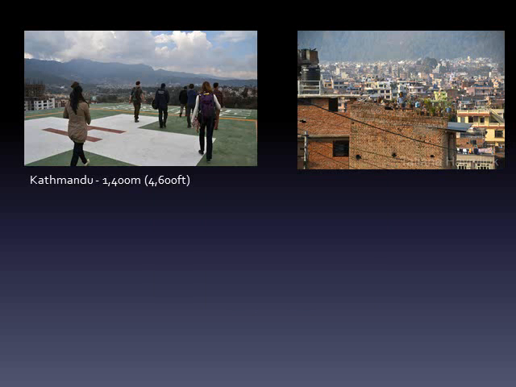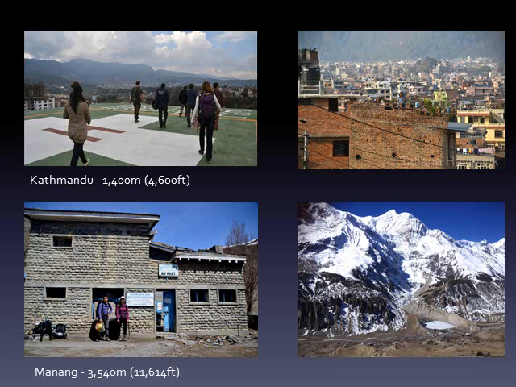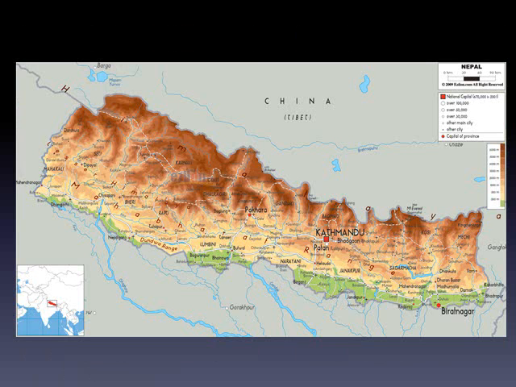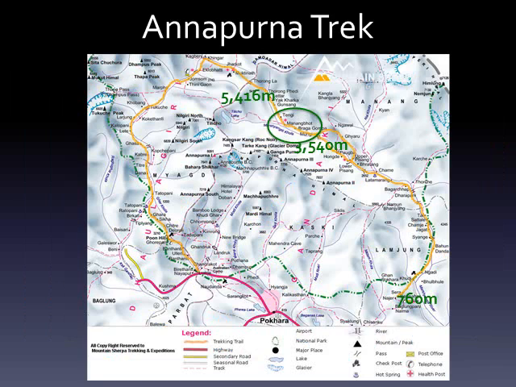After arriving in Kathmandu at 1,400 meters, we traveled to Manang at 3,500 meters over 7 days. Manang is located on the Annapurna circuit in the Nepali Himalayas. The Annapurna trek takes about 21 days to complete by foot, and the highest elevation is 5,400 meters at Thorong La Pass. The clinic was located 2 days prior to getting to the pass, at 3,500 meters. So let's see our first case.